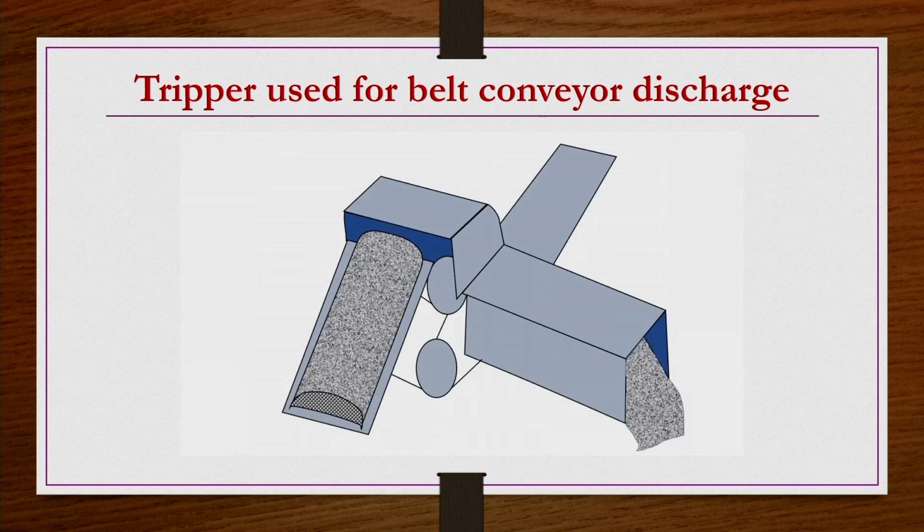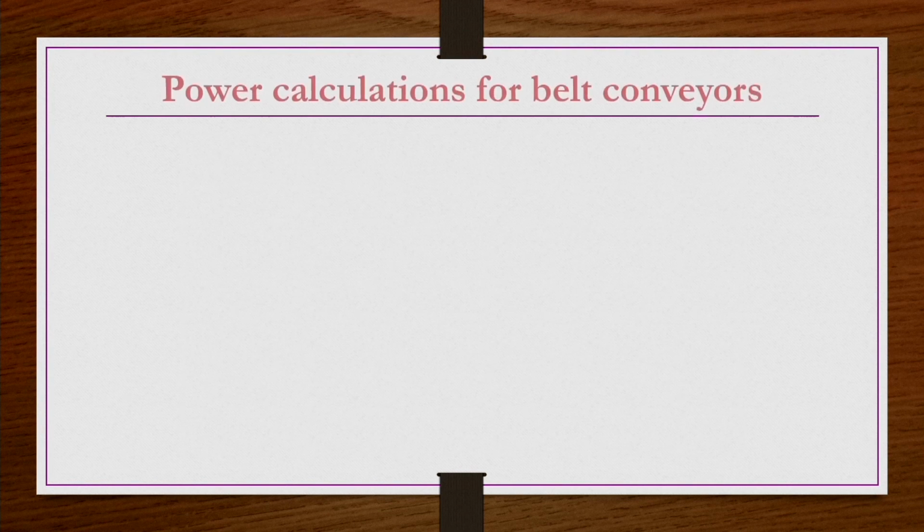Then we have trippers, which are used for discharging of the material. Let us say a typical tripper is given like this. Whatever material comes in here through belt conveyors will be separated out here, and then we can get a kind of discharge from here. Trippers actuate the given operation, so this also requires some kind of power. Okay. These are used in general for discharging of the solids from the belt conveying system.